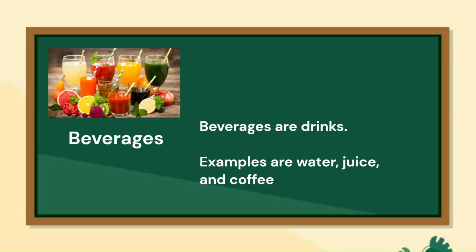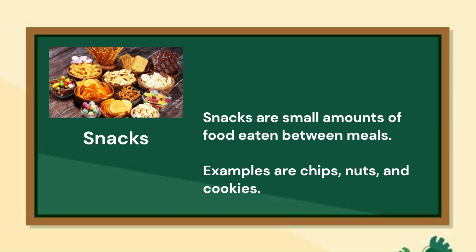Beverages. Beverages are drinks. Examples are water, juice, and coffee. Snacks. Snacks are small amounts of food eaten between meals. Examples are chips, nuts, and cookies.